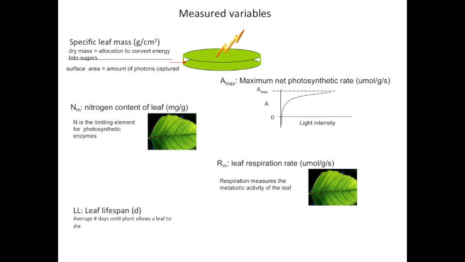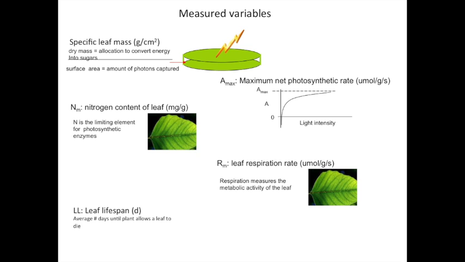The second variable that was measured was the maximum photosynthetic rate. So in the field, you put a leaf into a cuvette, you measure the change in the carbon dioxide concentration into and out of the cuvette. The difference is the amount of carbon that's being removed from the air. And if you do that under optimal conditions, highest light intensity, that's the maximum net photosynthetic rate.